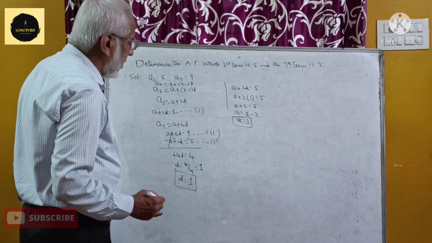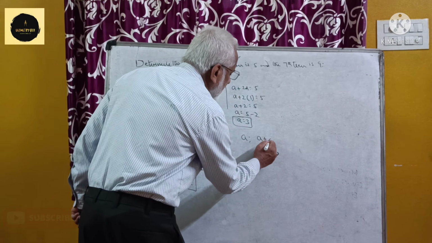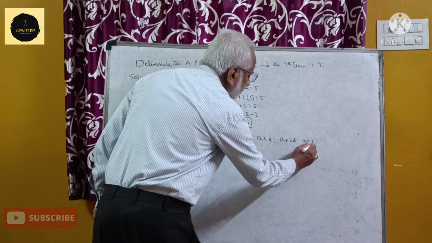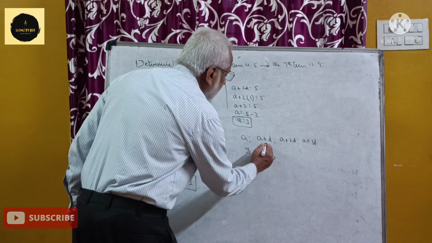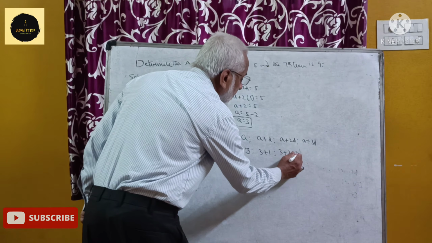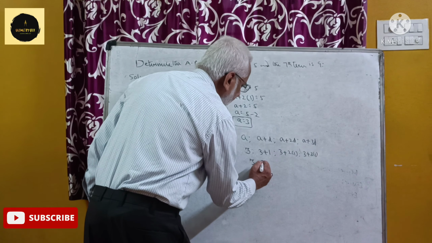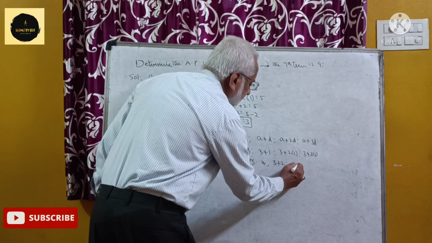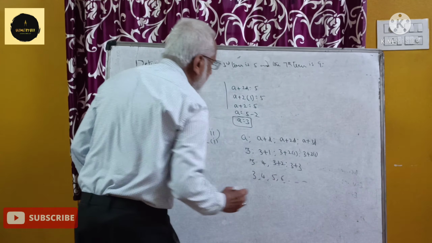Determine AP means we have to write the first term a, the second term a plus d, then a plus 2d, a plus 3d, and so on. Now here you have to write the value of a. What is the value of a? 3. Then 3 plus 1, then 3 plus 2 into 1, then 3 plus 3 into 1. 3 you write as it is. 3 plus 1 is 4, 3 plus 2 ones are 5, 3 plus 3 ones are 6. So 3, 4, 5, 6, these are the terms of the AP. Determine AP means we have to write 3, 4, 5, 6.